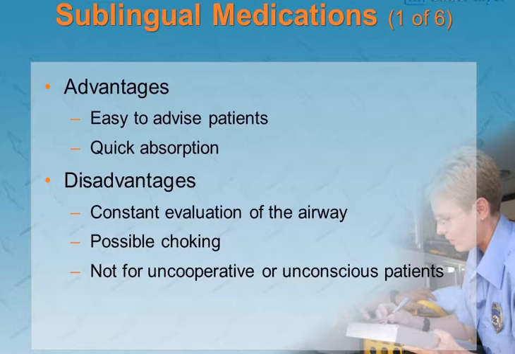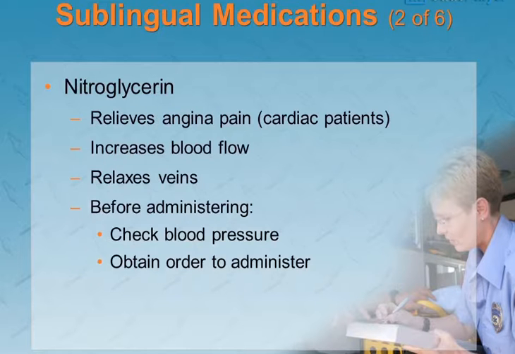Sublingual medications, 1 of 6. Advantages: easy to advise patients, quick absorption. Disadvantages: constant evaluation of the airway, possible choking. Not for uncooperative or unconscious patients. Sublingual medications, 2 of 6.